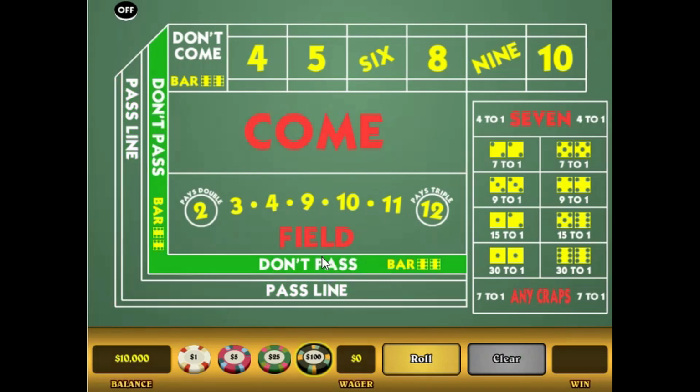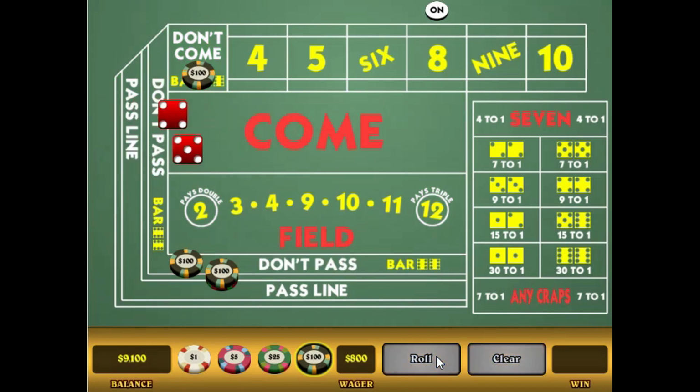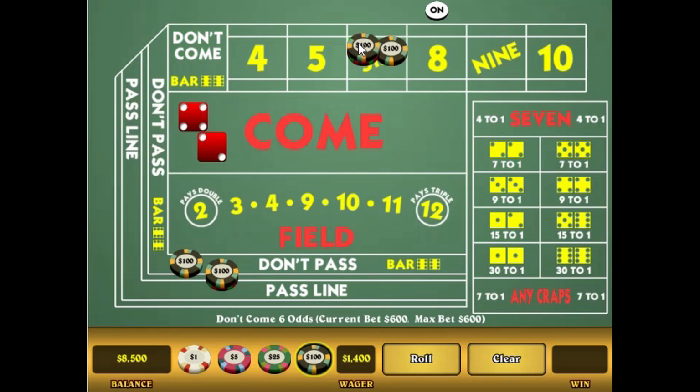So as before, I'm going to start with a 1 unit bet on the don't pass. And there's a 7, so I lost that. Let's make a new don't pass bet. There's an 8, so let's bet 6 units against the 8 and make a don't come bet. There's a 6, so let's bet 6 units against the 6 and make another don't come bet.